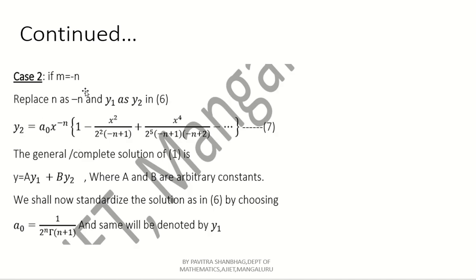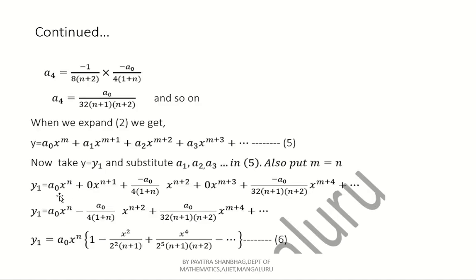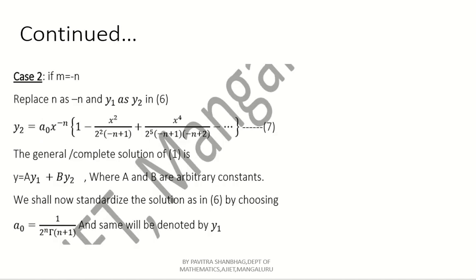So what we have to do? Put m equal to minus n in the previous expression. What will you get here? Put m equal to minus n, and mention it as y2. So y2 equals a naught x power minus n plus a1 x power minus n plus 1, a2 x power minus n plus 2, a3 x power minus n plus 3 and so on. That is what we have given here as case 2.